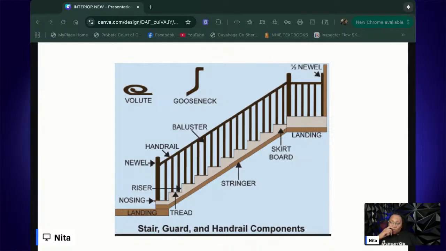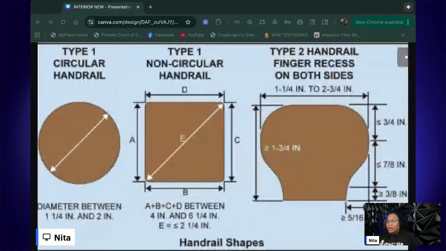From one level to the next, and also if you're in an area that has basements. In the book, there's a certain shape your handrails basically have to be in order to give you grip and support. Again, your handrails are required when there are 4 or more risers.